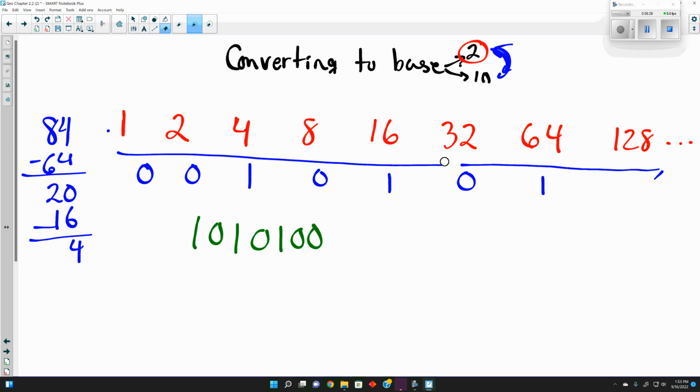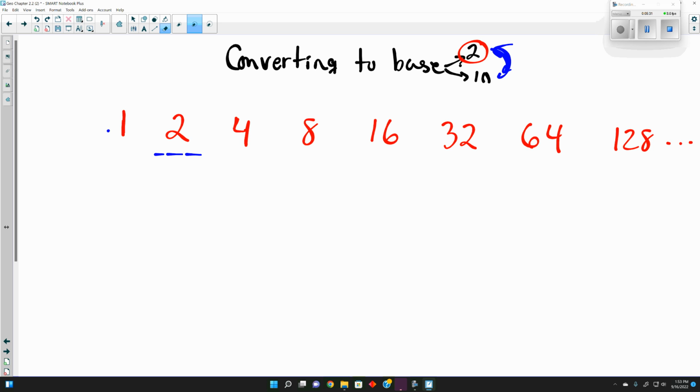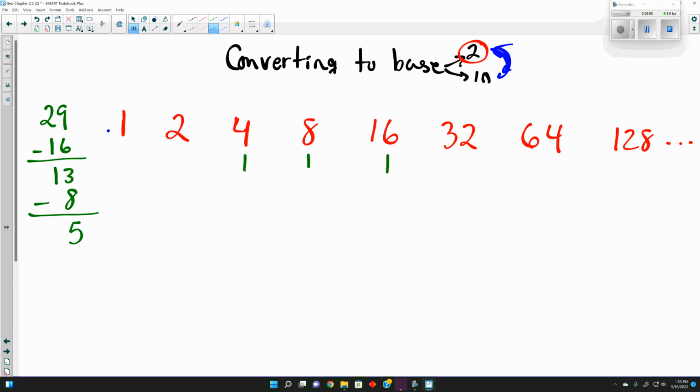And we can look at another example of this. Let's say 29. Well, the biggest number that'll go into 29 is 16, and it'll go in once. So we subtract 16 from it and get 13. Well, 8 will go into that once, which gives us 5. 4 will go into it once, leaving us with 1, so 0, 1. So 29 in base 2 is 11101. And that's all we have to do for this.